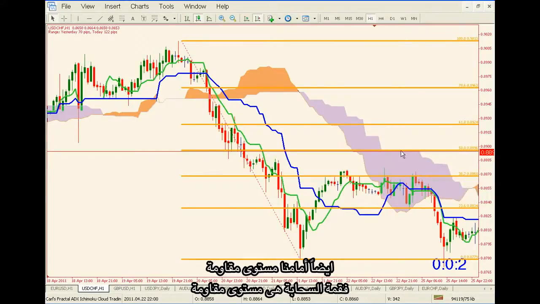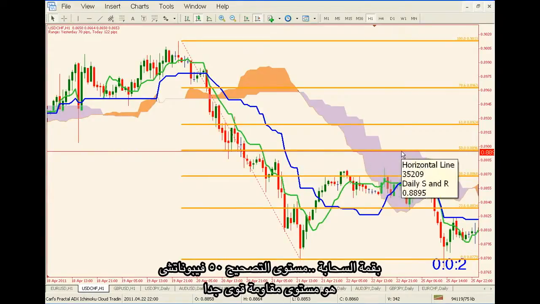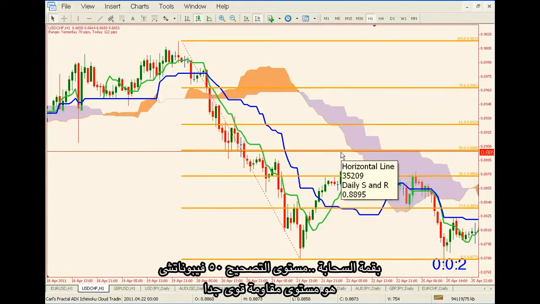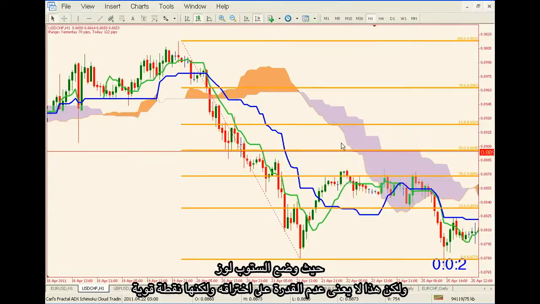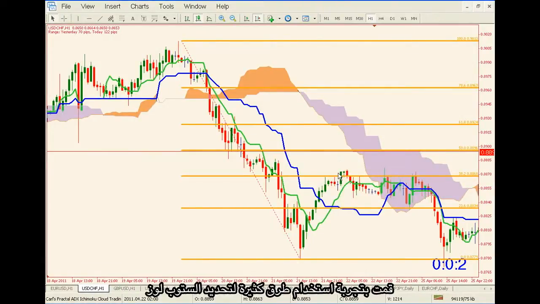I also have more resistance showing because the top of this cloud is resistance. So the top of that cloud right there, lining up with this 50% retracement, that's strong support for me to let me know that that's a good level to put it at. Doesn't mean it won't be broken, but it's a good spot. And I try to use more technical stops.